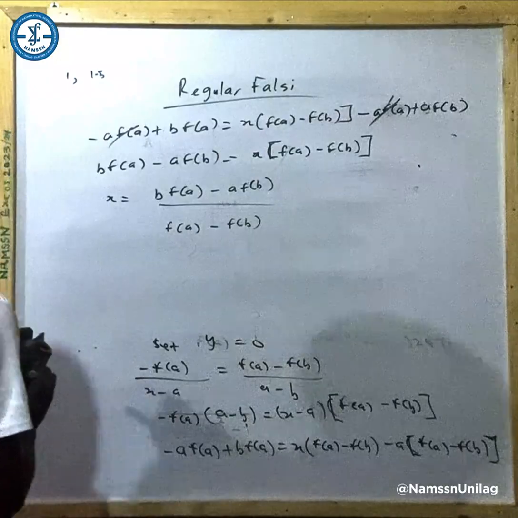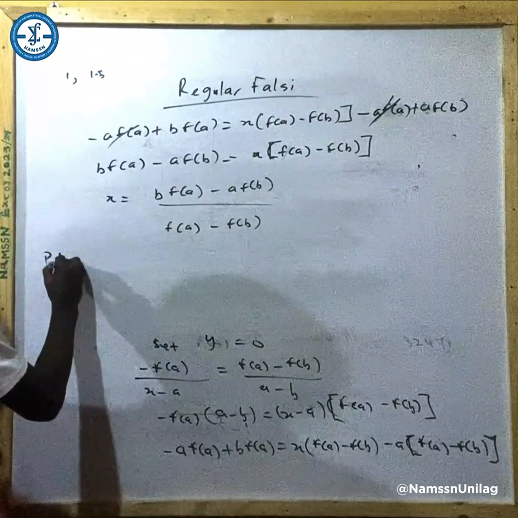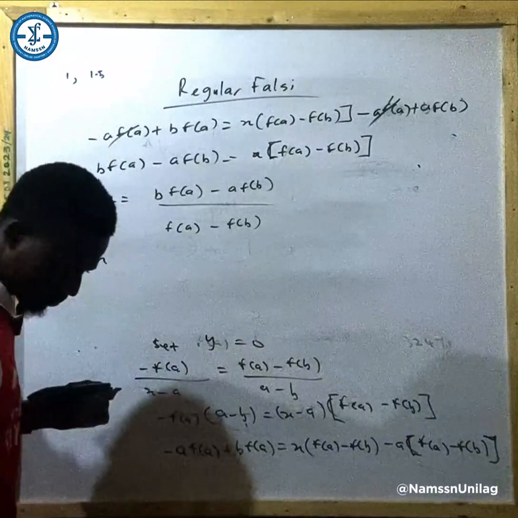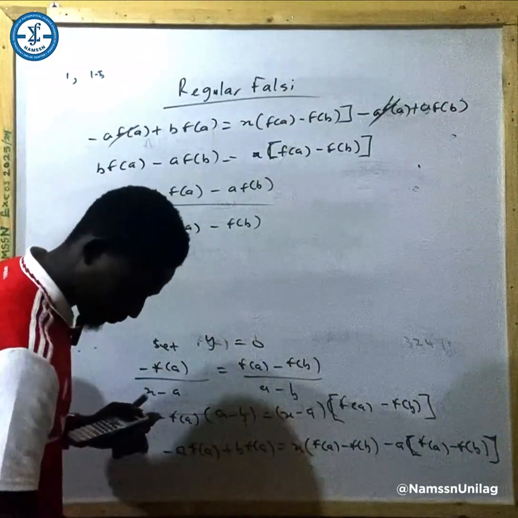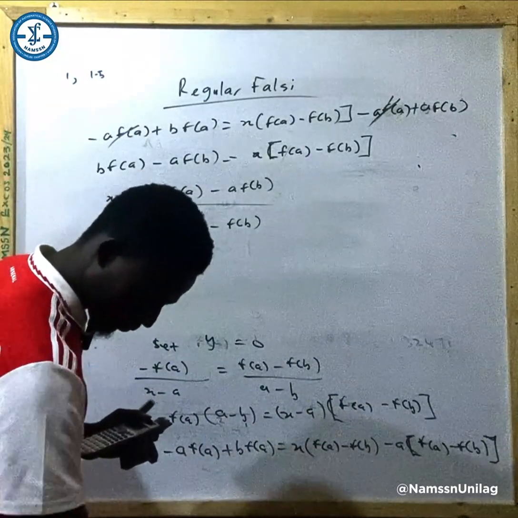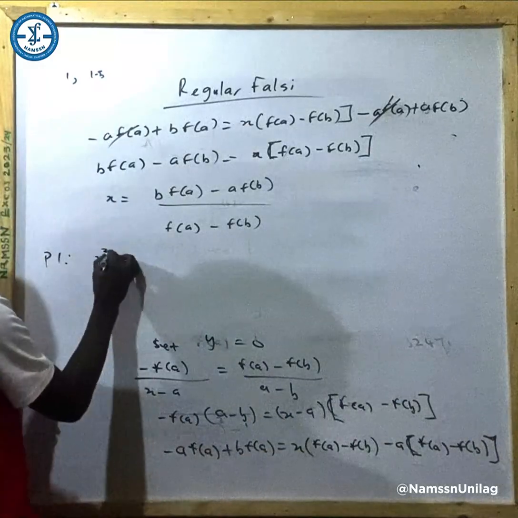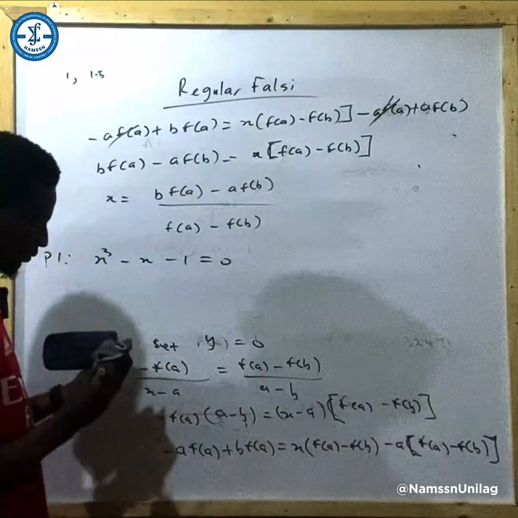So moving on, let's pick our problem: x cubed minus x minus 1 equals 0.